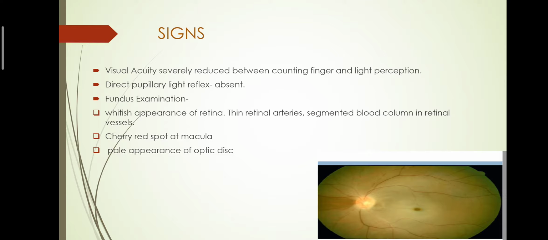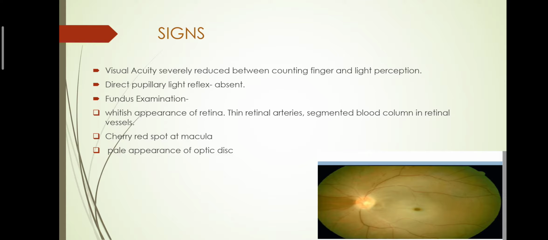So what are the signs? One, there will be marked loss of vision, around hand movements or counting fingers close to face or light perception. On pupillary reflex examination, the direct light reflex will be absent, as well as there will be a relative afferent pupillary defect if the other eye is normal.